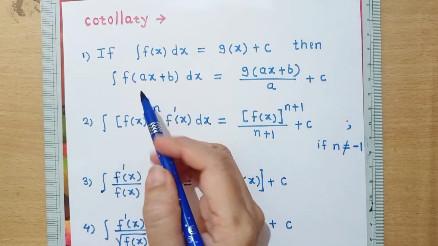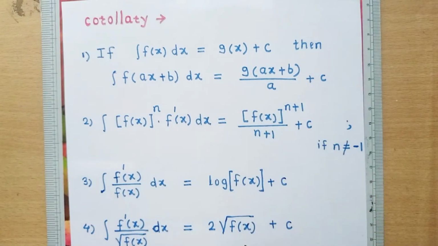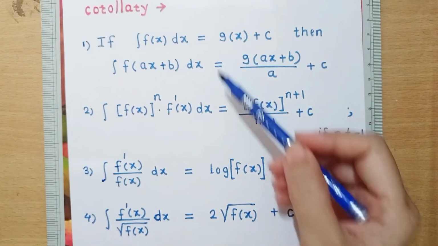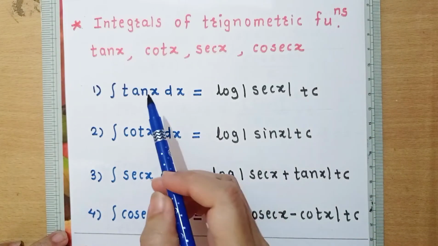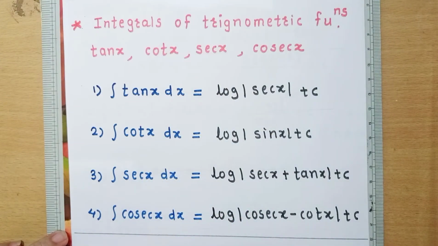Hello students, today we are going to solve examples based on these corollaries. In the previous lecture, we have already seen the proof of this. Also, we have seen integrals of these trigonometric functions. We will use all these formulae and we are going to solve examples from exercise 3.2.